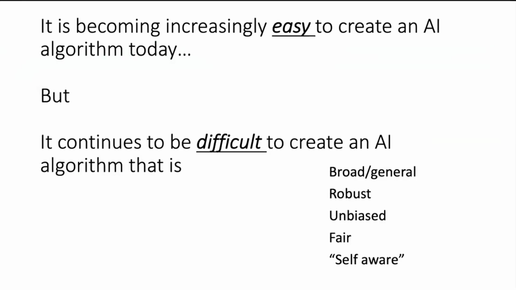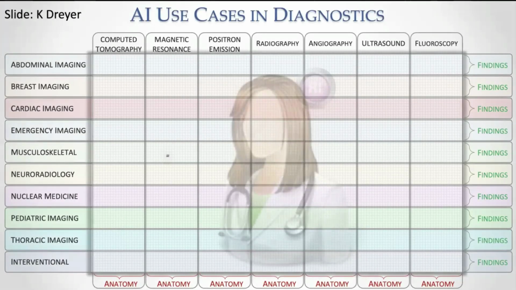But it's really challenging to create these algorithms that are broad, generalizable, robust, unbiased, fair, self-aware, and tell you when they are not sure and maybe somebody else should take a look. So an example of the challenges is here. This is from Dr. Dreyer. This is just a landscape of radiology diagnostics.